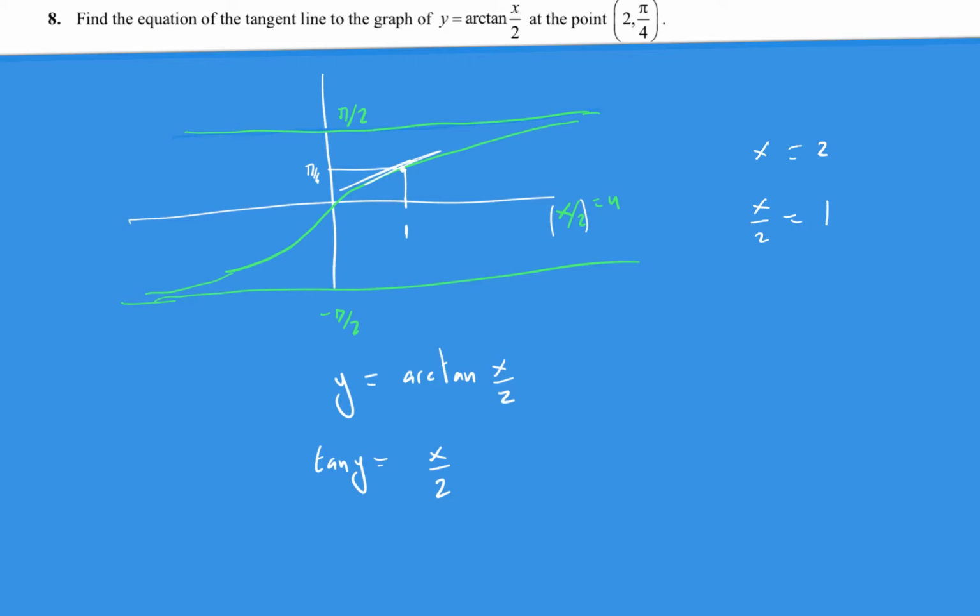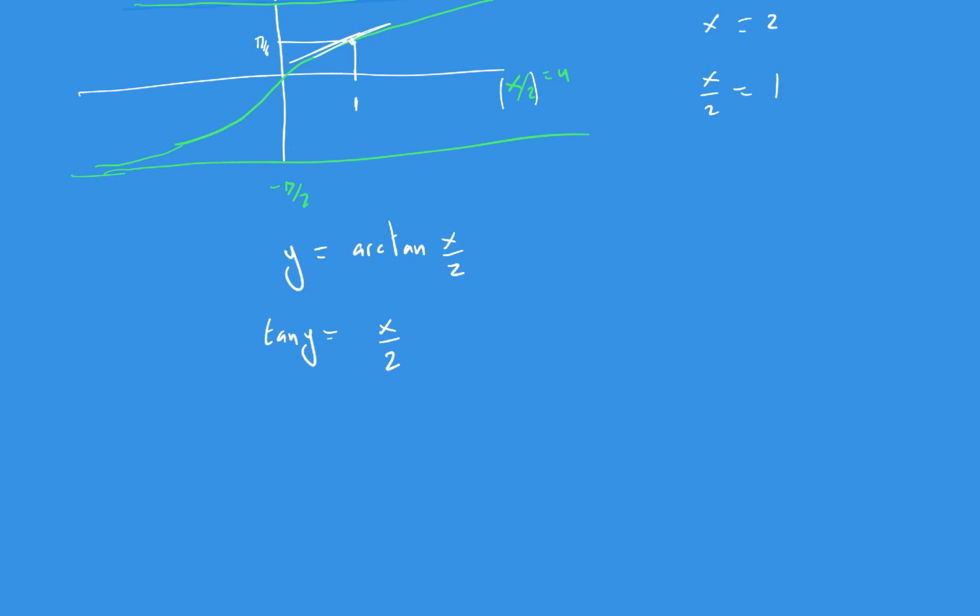Now I will take the derivative of tangent of y. The derivative of tangent is 1 divided by cosine square of y, times the derivative of y with respect to x, equal to 1/2. So the derivative of y with respect to x will be equal to 1/2 cosine square of y. And now, given that tangent of y is x divided by 2, I need to find cosine square of y. So how will I find it?